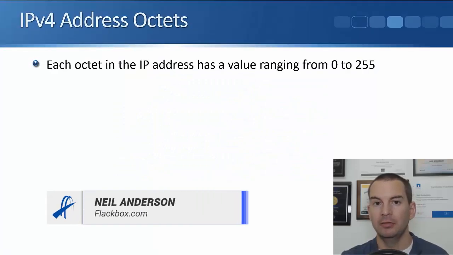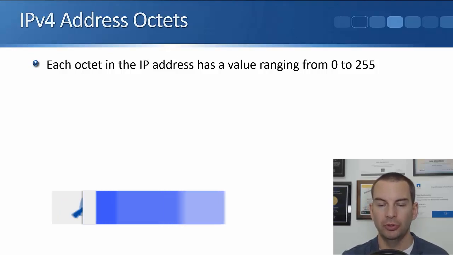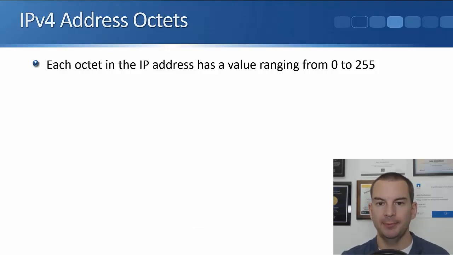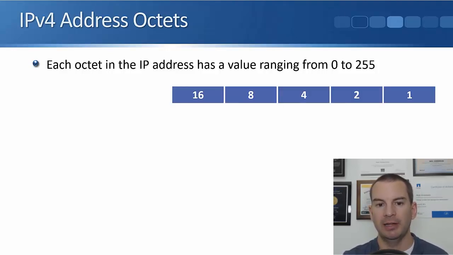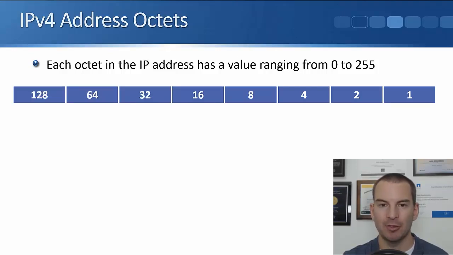Each octet in the IP address has a value ranging from 0 to 255. Let's see how we get that. So it's an octet, there's 8 bits there. Let's count them out. So 1, 2, 3, 4, 5, 6, 7, 8 bits.